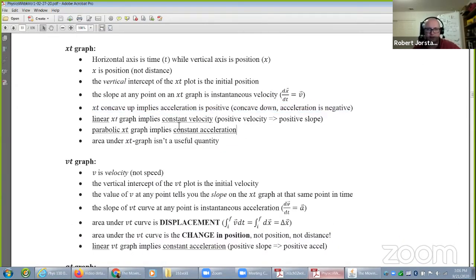So that was this information. Again, the trick question here is concave down is negative acceleration. Concave up is positive acceleration. What if it's linear? If it's linear, you have no concavity. Then it's no acceleration. And then finally, this weird little bit, the area under an XT graph isn't useful to us, maybe to somebody else. So far, so good.